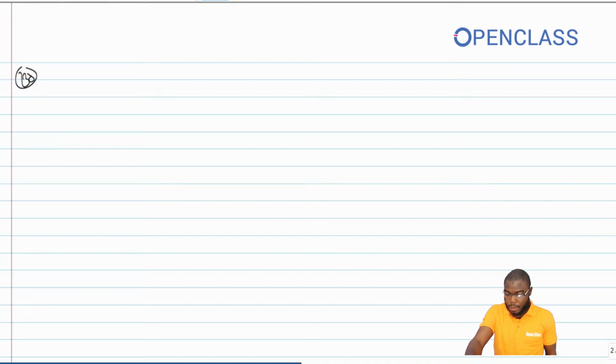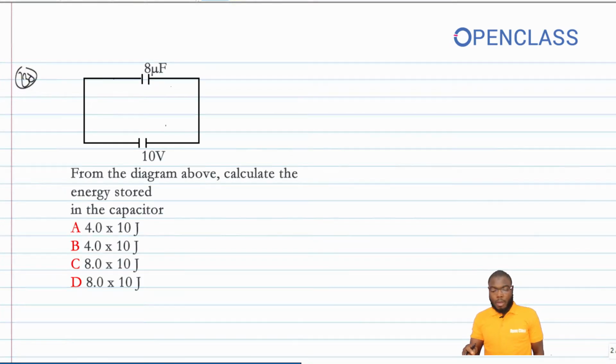Question number 30 says, we're given a circuit. From the diagram above, calculate the energy stored in the capacitor.